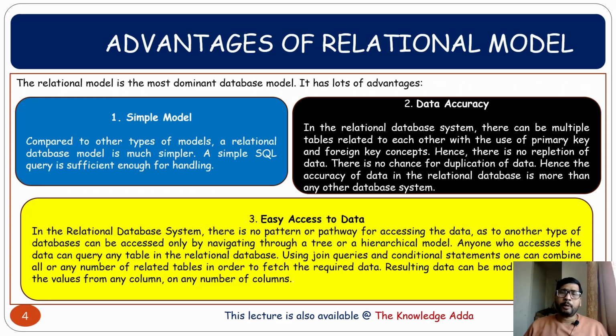But in the relational data model, there is no pattern or pathway for accessing the data. You have to write a single query. By writing a single query you can access the data. Anyone who can write an SQL query can access the data using join queries and conditional statements. One can combine all or any number of tables to access the data as per the requirement.